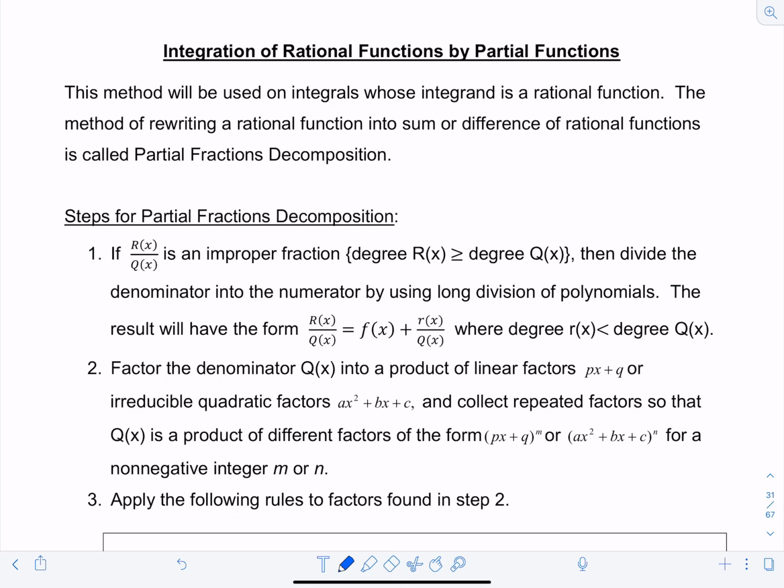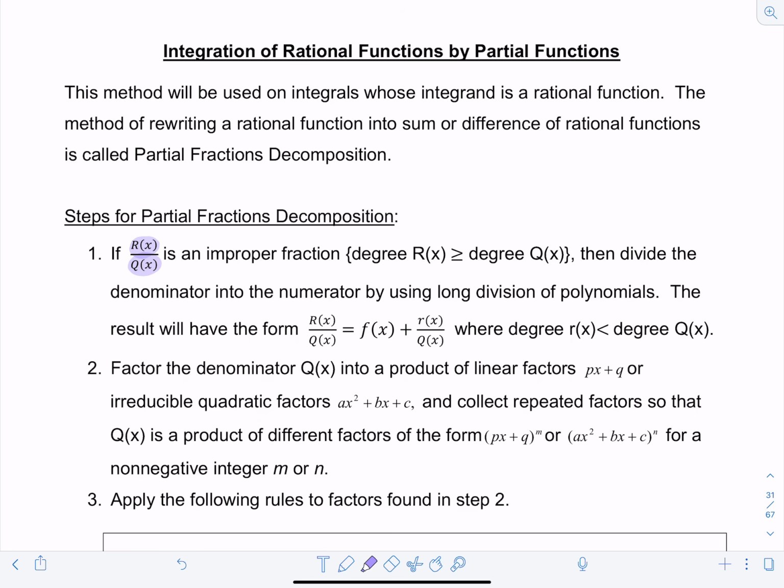So here's how you want to tackle these integrals. The first thing is you look at the integrand, it's a rational function, and if it's an improper fraction, meaning the degree of the numerator is greater than or equal to the degree of the denominator, then you need to divide the denominator into the numerator by using long division of polynomials. If you forgot how to do that, have no fear. I have another video on how to do long division with polynomials. I'll link it right up here for you.